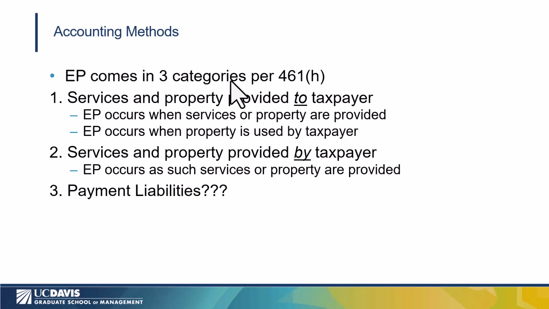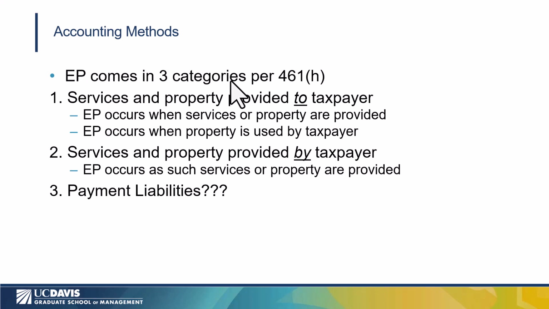So what is this economic performance? So what I'm going to say is it comes in three categories per section 461(h). The first is when services and property are provided to the taxpayer. And this is, without question, the most common form of deduction, right? I'm buying services, I'm buying goods, they're being provided to me, I pay for them. When do I get to deduct the cost of those items? Well, when the services or property are provided.